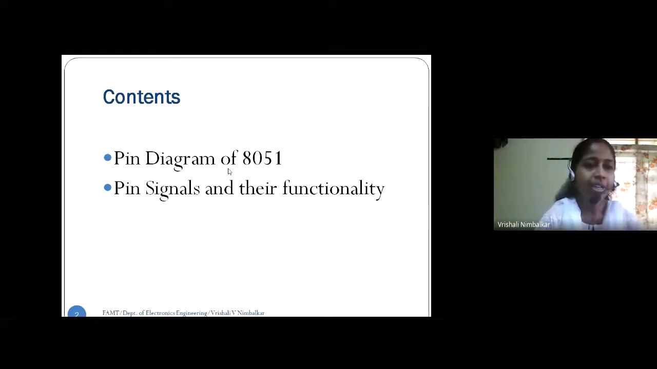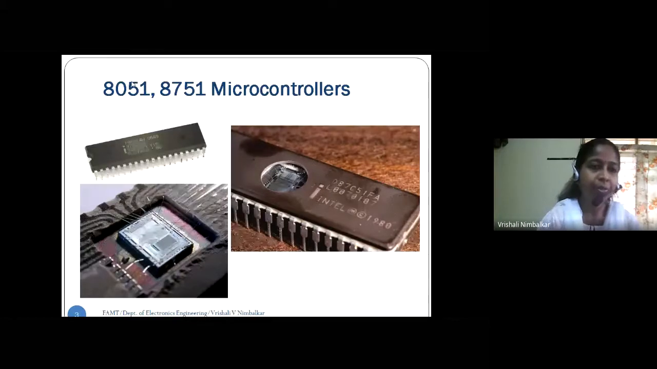So see here, we are going to study the 8051 microcontroller. That 8051 is a 40-pin microcontroller, with pins 1 to 20 on one side and 21 to 40 on the other side. So this type of IC is called a dual inline package, DIP. Correct? So this particular picture is of the DIP 40-pin 8051 microcontroller, right?